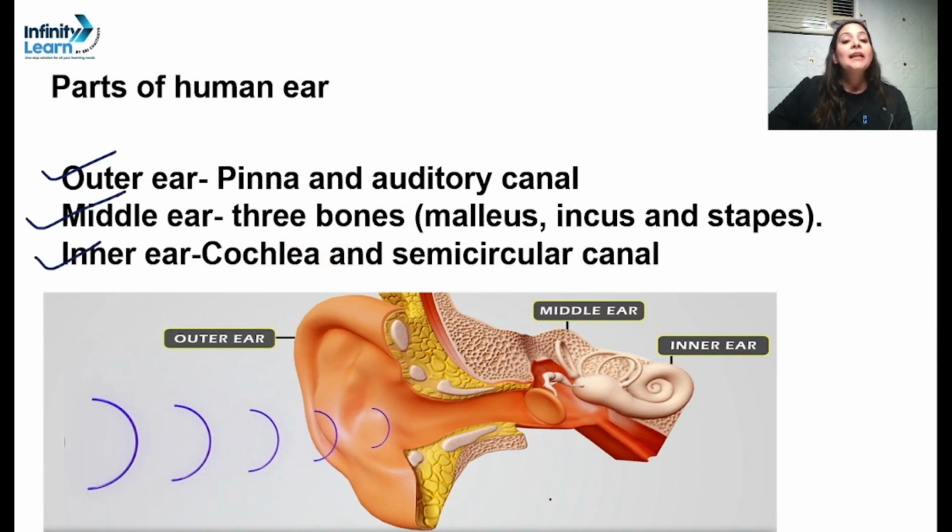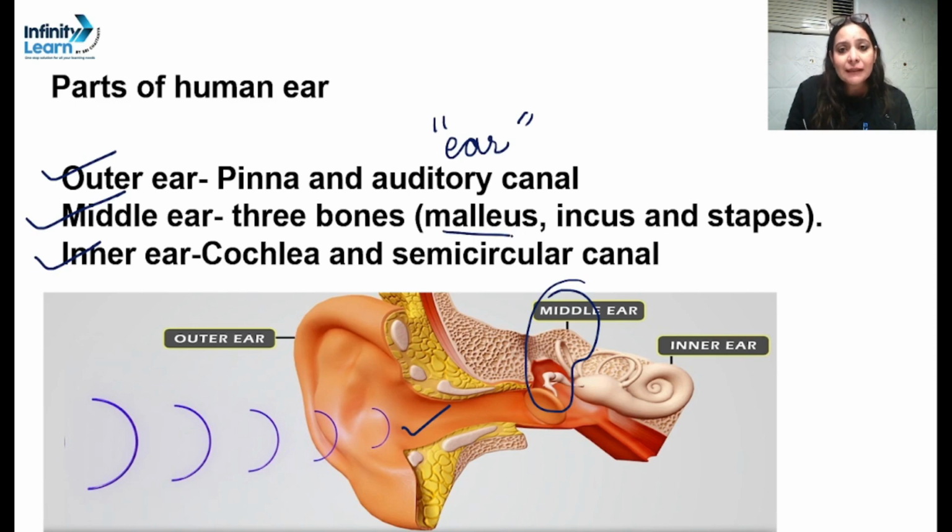Now let me tell you that the outer ear has the pinna. See, this is the pinna, right? And inner to it there is a canal which again falls in the outer ear, which is called the auditory canal, or you can also call it the ear canal, right? Then we have the middle ear. So only this part is the middle ear. It has only three bones: malleus, incus and stapes. So what is the name of the three bones? Malleus, incus and stapes. And the inner ear is formed of the cochlea. This snail-like structure that you can see is the cochlea, and these canals that you can see are the semicircular canals.